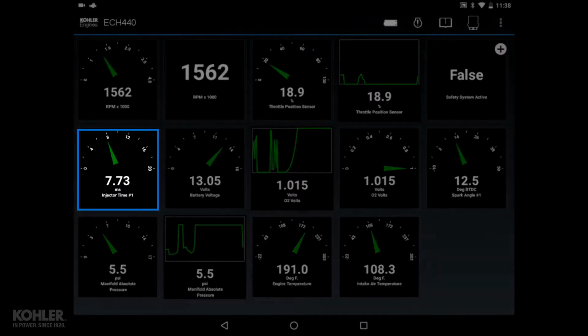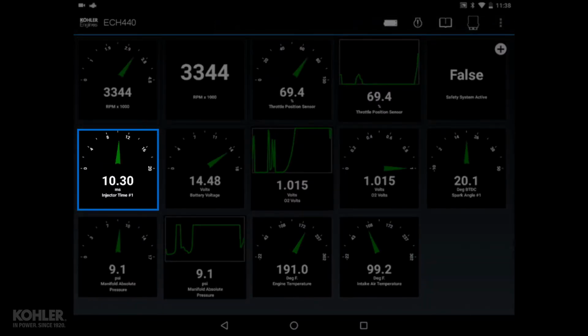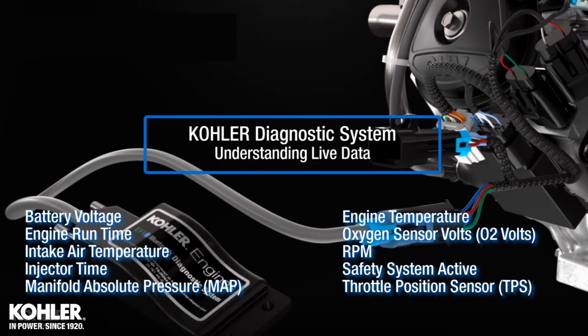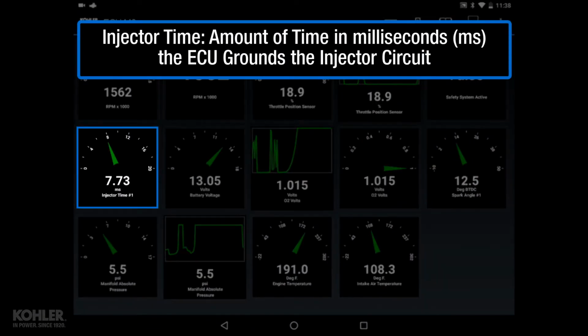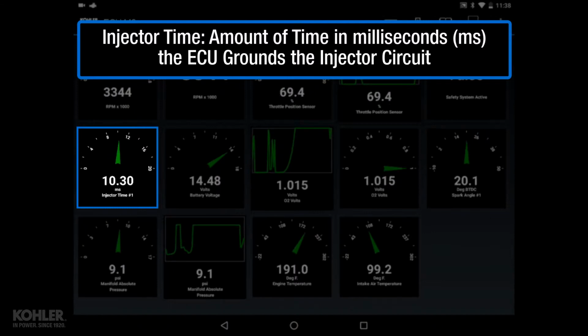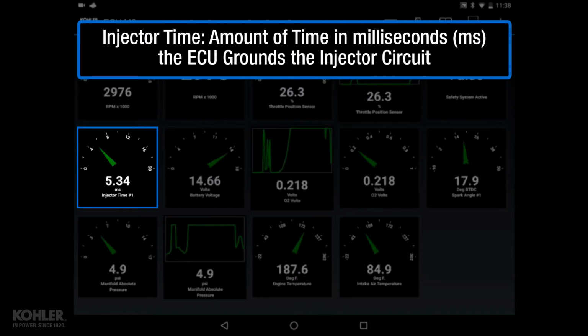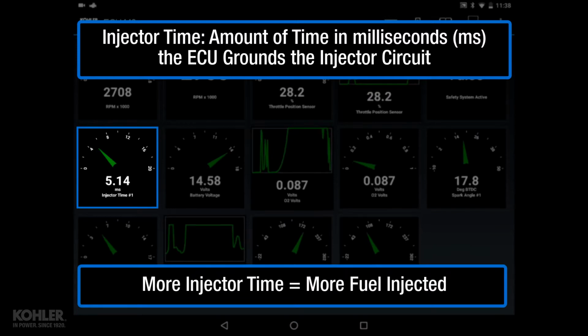Understanding injector time can help troubleshoot running faults. Injector time is measured in milliseconds and is the amount of time the ECU grounds the injector circuit. The longer an injector is grounded, the more fuel it injects.